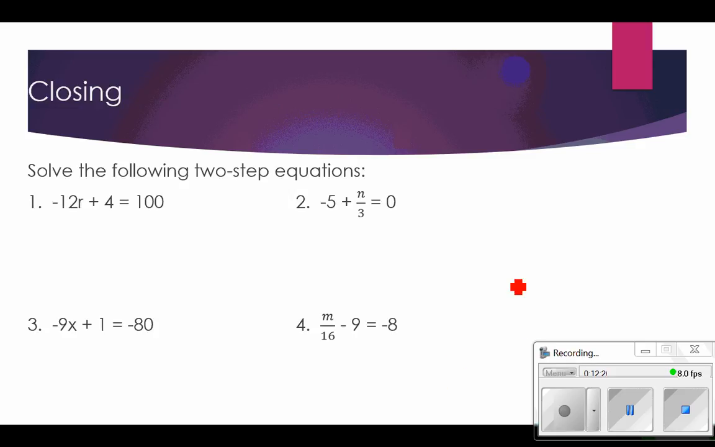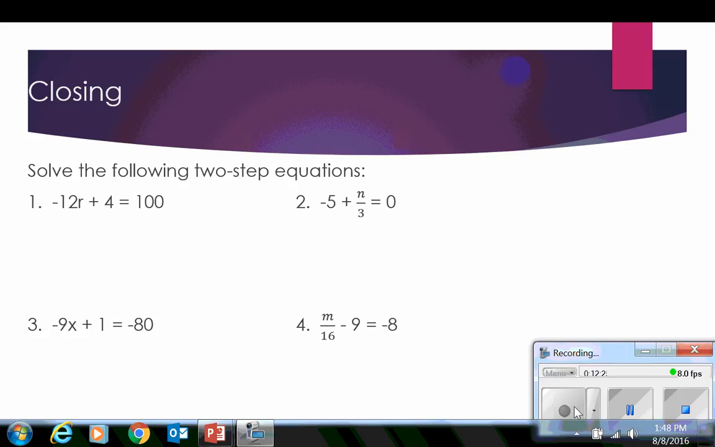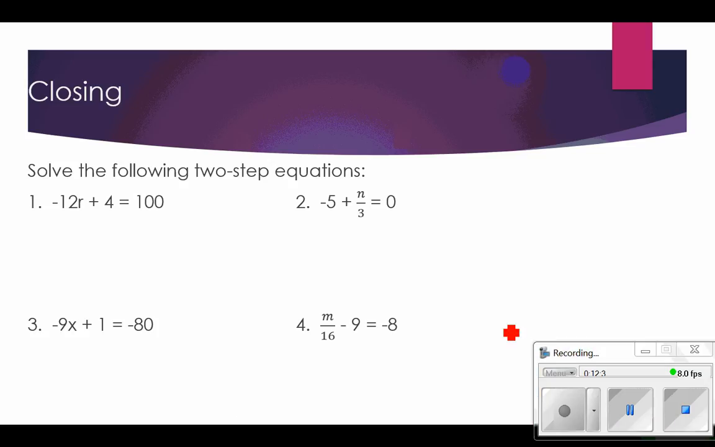Now I would like for you to solve these problems, and then I'm going to give you the answers. So I'm going to give you the answers to the 4 problems. The first one, r equals negative 8. Number 2 is n equals 15. Number 3, x equals 9. And number 4, m equals 16.